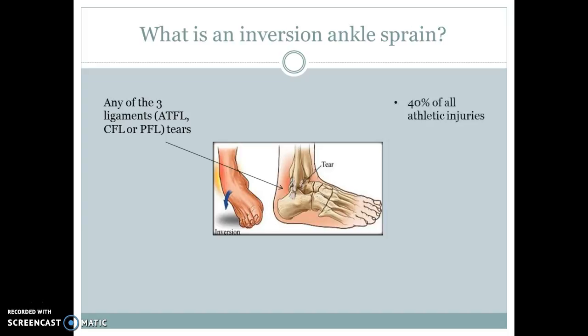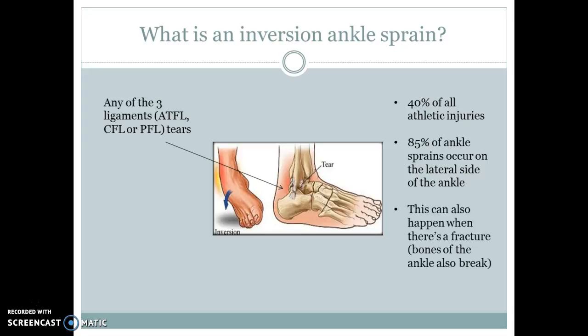This injury is actually very common. It is one of the most common injuries. It makes up 40% of all athletic injuries, and 85% of this injury occurs on the lateral side of the ankle. This can also happen when there's a fracture where one of the bones or any part of the bone breaks.